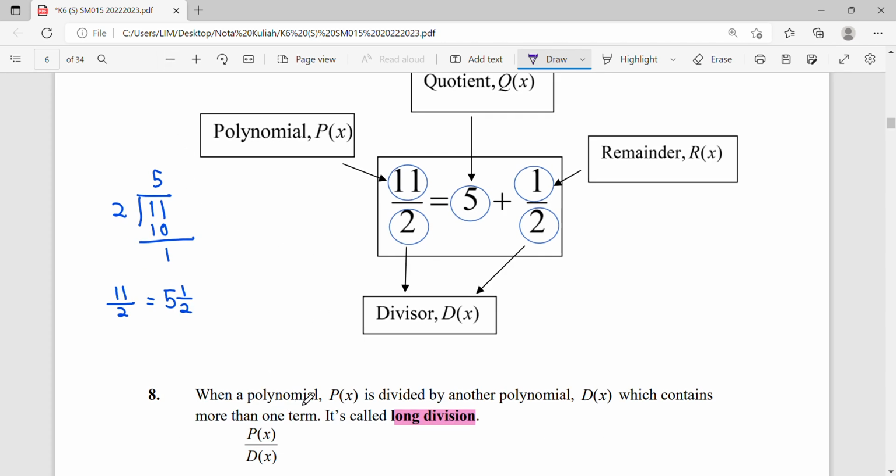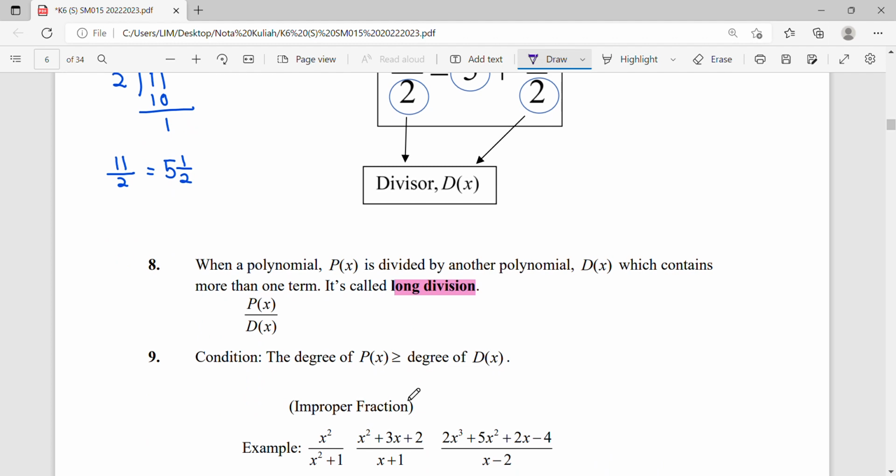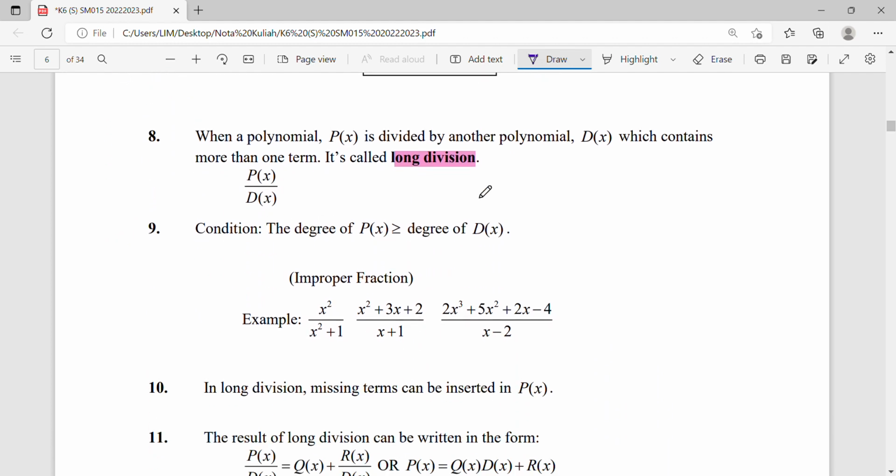When a polynomial, which contains more than one term, is divided by another polynomial, it is called long division. So this is the long division that we learned before. Long division can only occur when the degree of the polynomial is greater than the degree of the divisor.